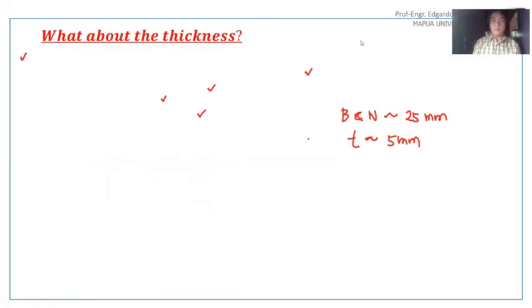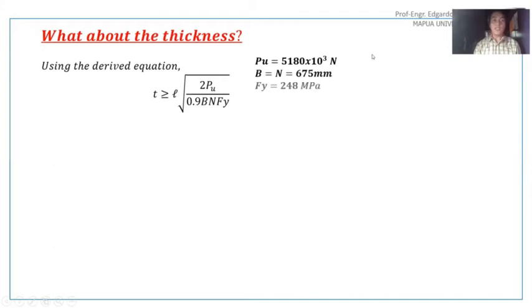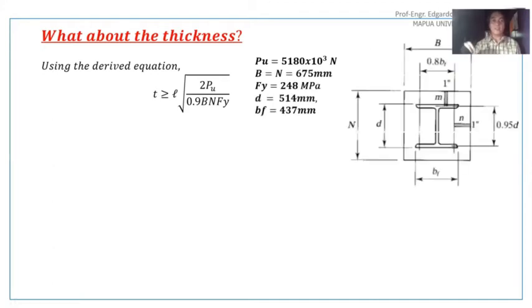Okay, so for the thickness, so using the derived equation, diba, yung thickness should be greater than or equal to small l square root of 2Pu over 0.9 B N Fy. So formula na yan, pero kailangan, gusto ko naiintindihan nyo kung paano na-derive yung formula. Again, the formula was derived based on bending stress. So alam naman natin na yung Pu, nasolve na natin based from the service loads. The B and N nasolve na natin from the first part due to bearing stress failure. Fy of the base plate, the depth, and the BF.